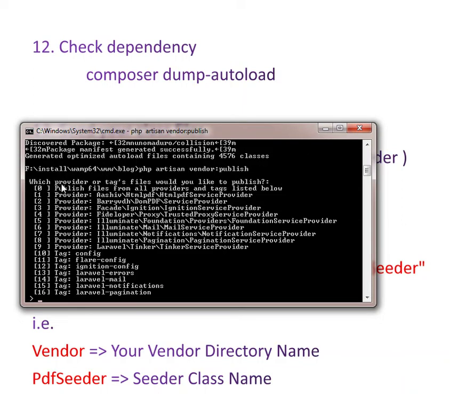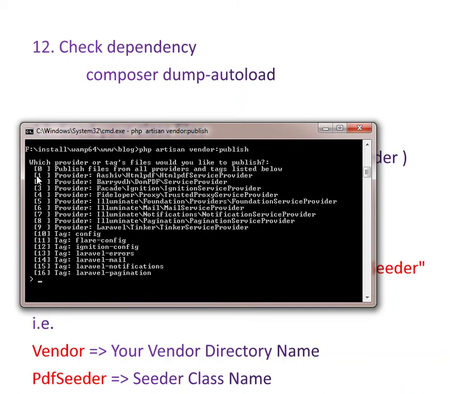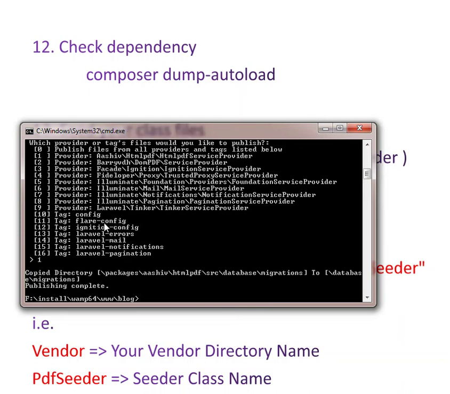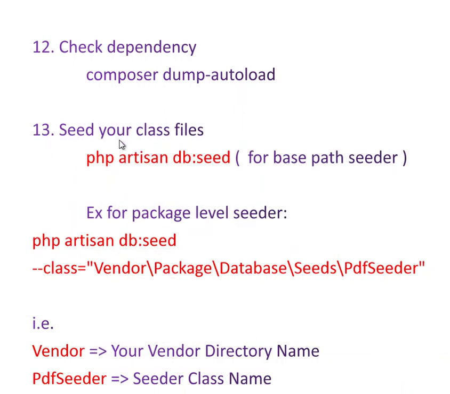The number of providers are loaded here. So here, HTML PDF service provider is our requested provider, so we have to point to it using one: HTML PDF service provider as one. So once publishing is complete, we then follow step 13: php artisan db:seed and the seeder method.